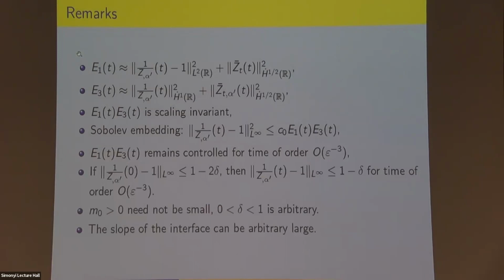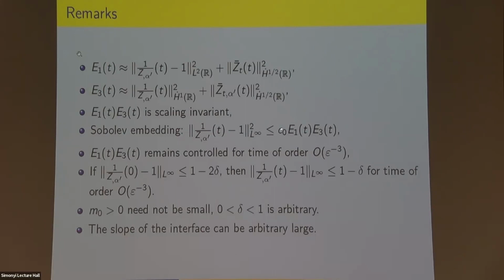Okay, so what is E1? The energy functional that we constructed earlier, E1, controls these two quantities, and this is exactly 1/2 derivative below scaling, and E3 is 1/2 derivative above scaling, so the product is scaling invariant. And why do we need them? Because we actually need to control this quantity for all time. But straightforwardly from the equation, we do not have an equation saying that this quantity can be controlled for time epsilon to the minus 3. So we use these two quantities to control the evolution of this, and this is just Sobolev embedding.